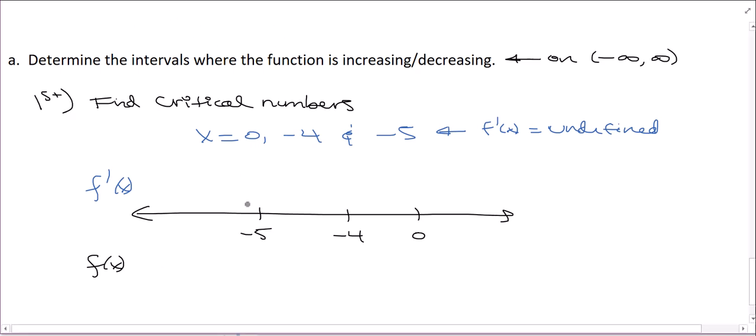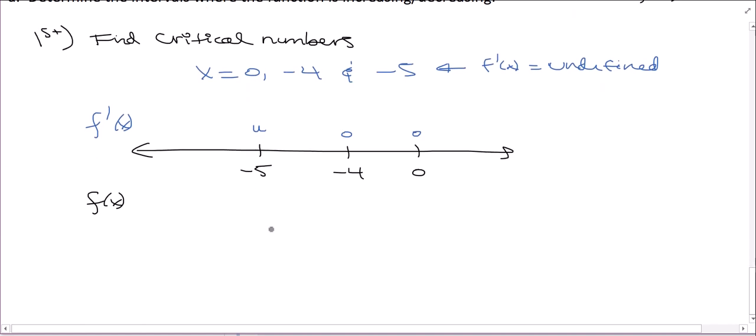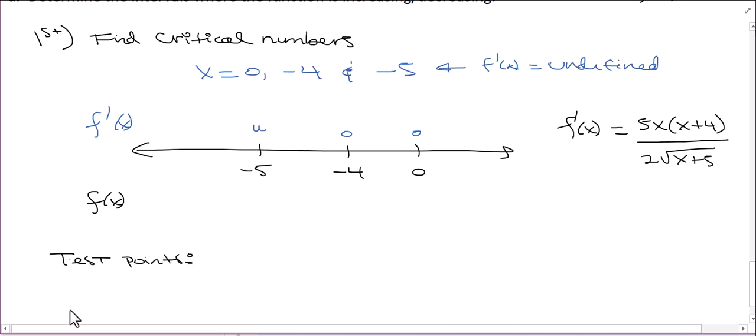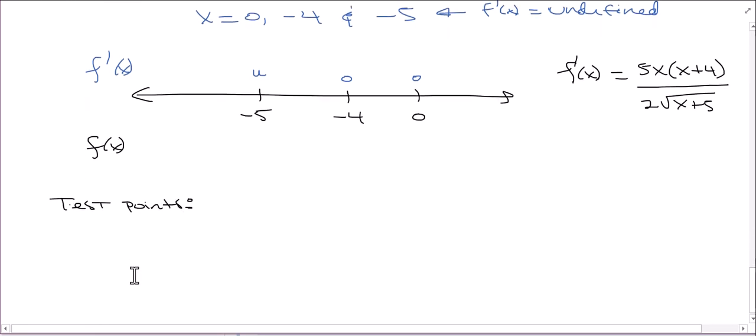So let's see, and I usually like to write a little something above my critical numbers about what the derivative is doing there. So these are critical numbers because the derivative is 0, and this is a critical number because the derivative is undefined. And so now we pick test points in each interval, and we're going to test them into our derivative. So let me write over here what our derivative was. So once we factored out the 5x, this is our derivative, and so let's find test points. So what intervals are we going to test?